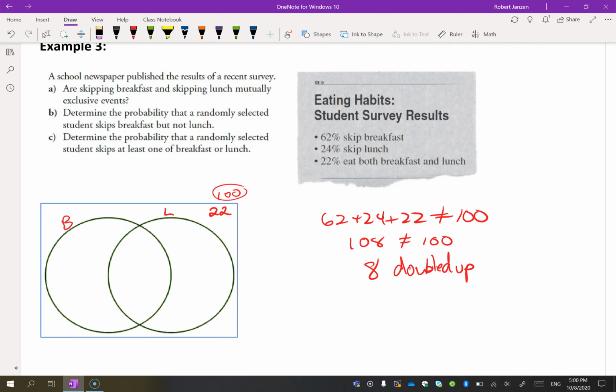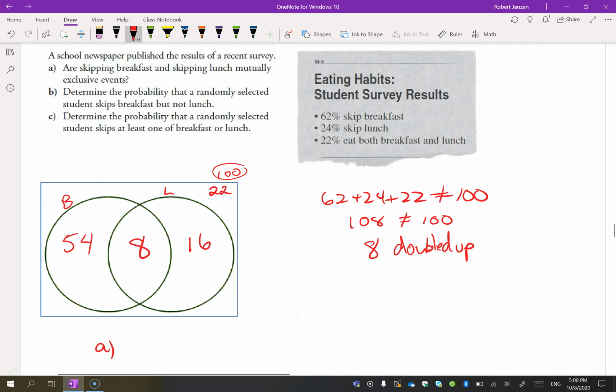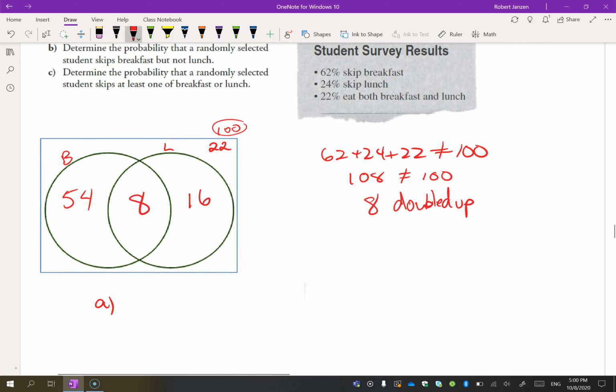So let's go back into here. 8 must be skipping both. Okay, and now since this is 62 here, 62 take away 8 would give me 54. And 24 take away 8 would give me 16 here. If I add this all up, does this add up to 100? 30, yeah, it does. Okay, so let's answer my questions. Are skipping breakfast and skipping lunch mutually exclusive? No. Okay, 8% skip both.